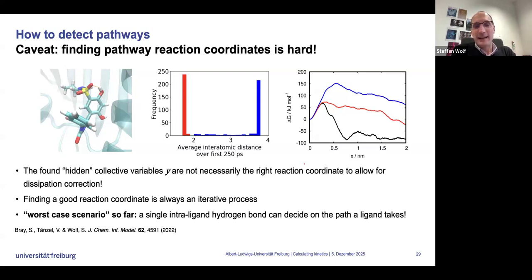So that means that this pathway separation is really dependent on the chemical system that you are investigating, and it is never given that you can translate the knowledge from one compound series to another.